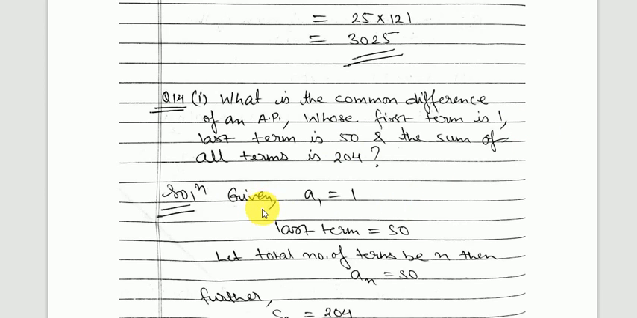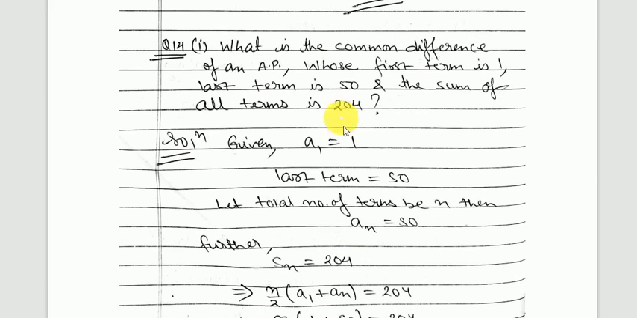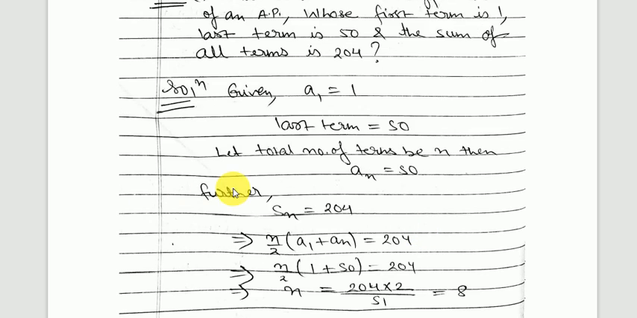So let's see. Given a1 is equal to 1 and the last term is 50, and next they are saying that the total sum is 204. Let the total number of terms be n. We don't know how many terms there are, but we know the last term is 50, so I'm supposing there are n terms. That means I have to write an equal to 50. And next they are saying that the sum of those n terms is 204.